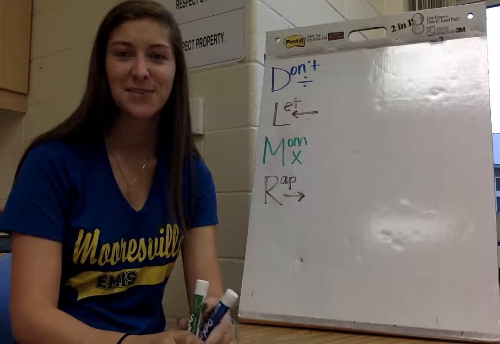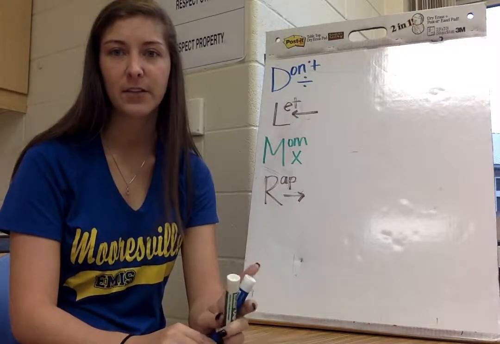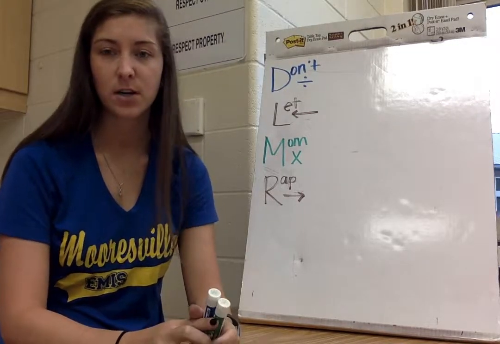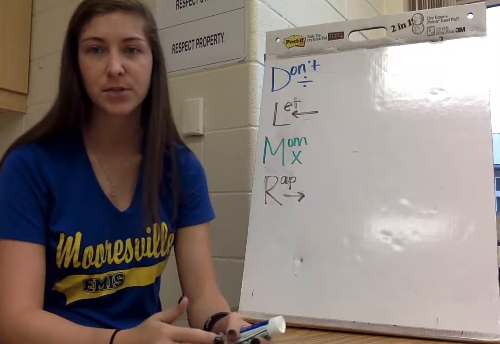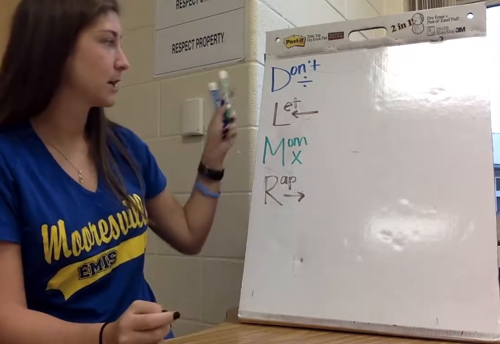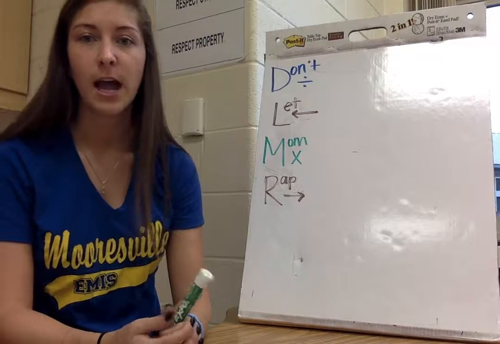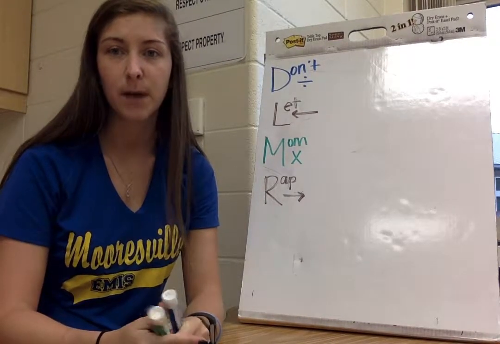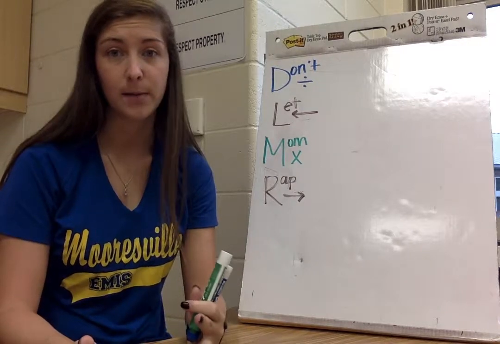Hey guys, so today we're going to continue to talk about multiplying and dividing by powers of 10. And when we do that, in my class we've talked about an acronym to help us remember which way we need to move our decimal. We talk about DLMR, and the way that we remember it is "don't let mom rap," because nobody wants their mom to rap.